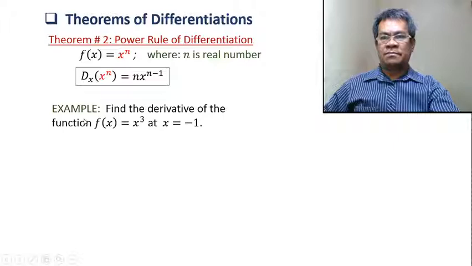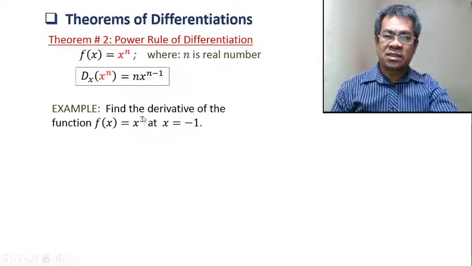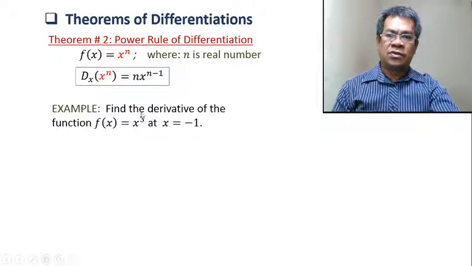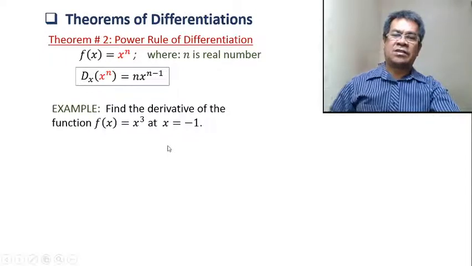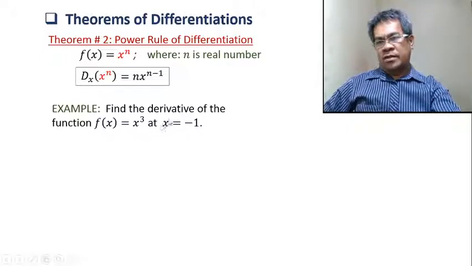So for example, suppose we have the question, find the derivative of the function x cubed, and we are about to find the derivative at x equal to -1. So all you need to do is to find first the derivative. Take note, find the derivative first with respect to x using the power rule, and after that you have to substitute the value of x. This is the boundary limit actually.